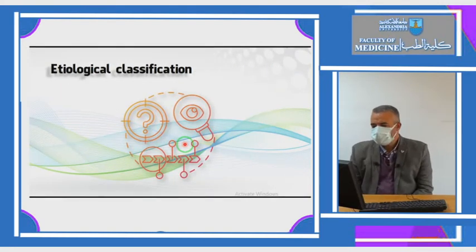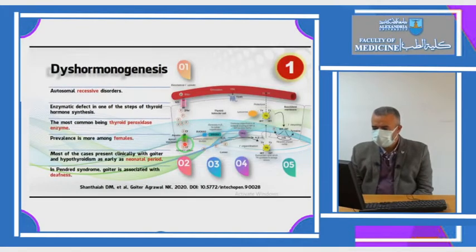And then we go to etiological classification, or in other words, what causes goiter? Before dealing with the first cause of goiter, which is dyshormonogenesis, we have to go through the steps of synthesis of thyroid hormones. The first step is iodide trapping, mediated through the sodium iodide symporter. And then it goes into the follicular cells, and then we go to what we call the apical iodine efflux, which is mediated by a protein called pendrin.